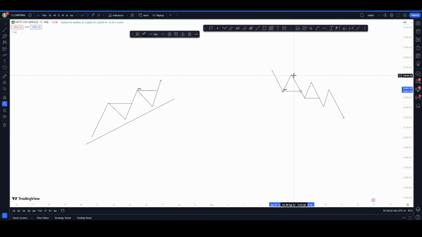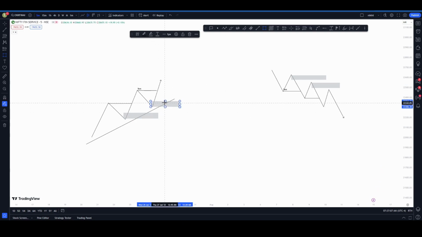With that we understand that we are in a bearish trend. And what do we call this zone in a bullish market, and what do we call this zone in a bearish market? Not highs and lows, we call this zone demand and supply.